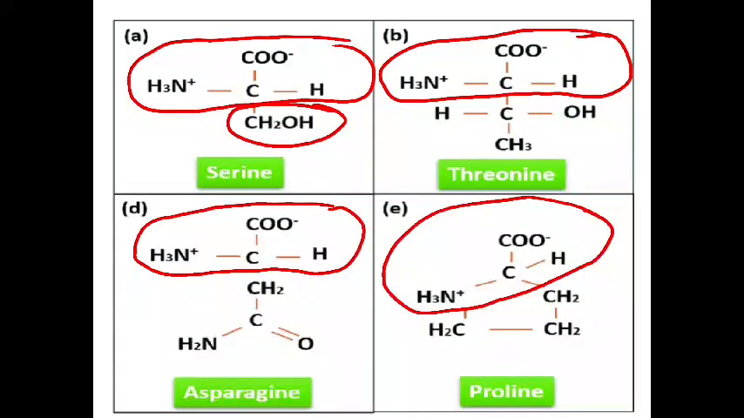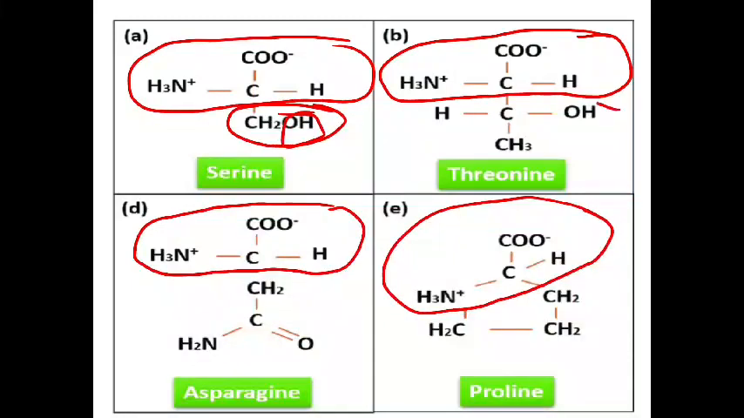Now, let us start with serine. Serine has this hydroxyl group. What did we say when the amino acid has a hydroxyl group on the side chain? It is polar. It is hydrophilic. It can dissolve in water. It is uncharged. So this is where we can classify this amino acid with the hydroxyl group.